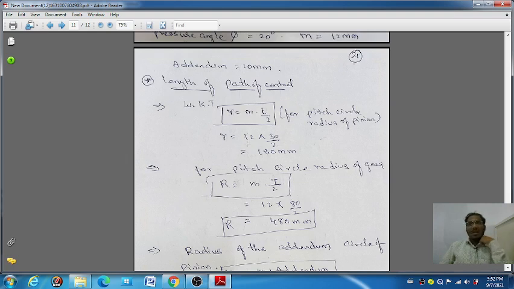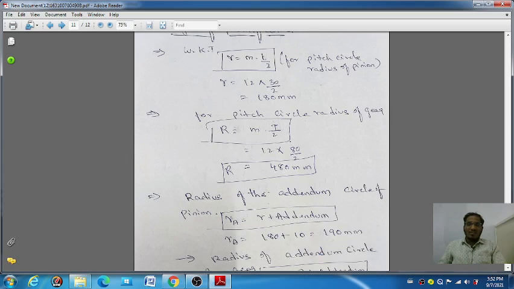which is equal to m into t by 2. Just substitute the value and you will get small r. And the pitch circle radius of the gear, that is capital R, is equal to m into capital T by 2. Then here you will get capital R also.